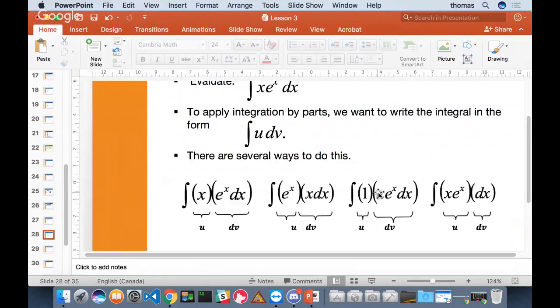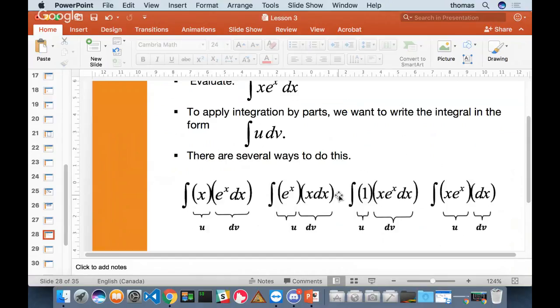There's different ways of figuring this out. This is what this is showing you, where you can actually choose x times e to the x to be u. I can choose u as 1 and dv as x e to the x dx. You can see that there's different ways of doing this thing. I can choose u and dv to be any of those things.